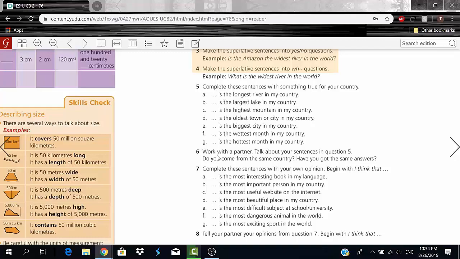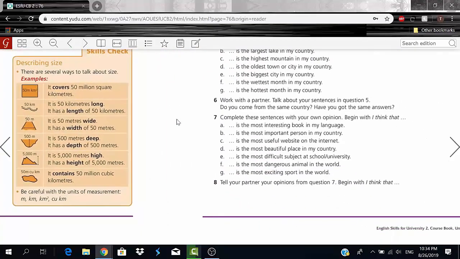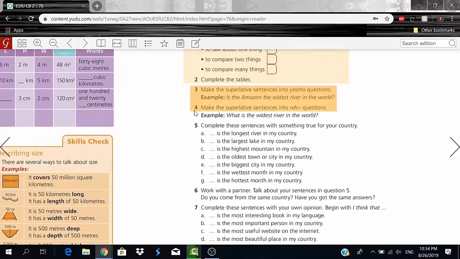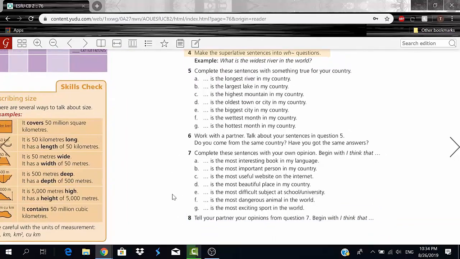Okay. Now, let's go to number 7 here. Complete these sentences with your own opinion and begin with I think that. Okay, so now this is going to be entirely up to you again. So answers for all of these. So from number 5 to 8, all of these are going to be you. You know, answers depend on the student and not anyone else. Okay? So complete these sentences again with your own opinion.